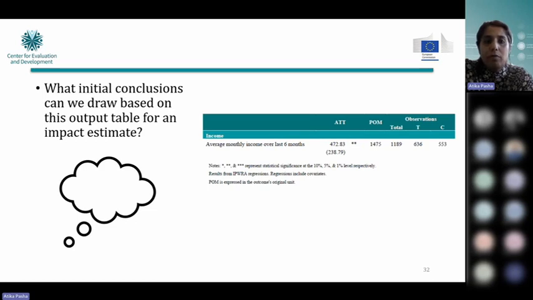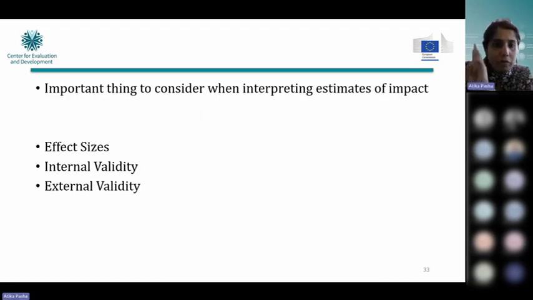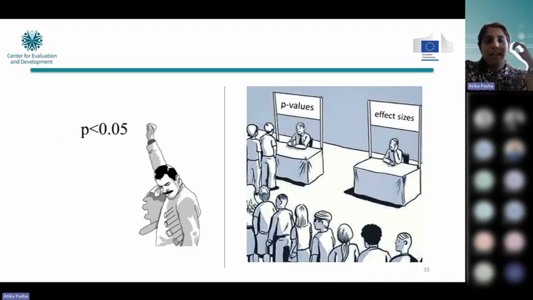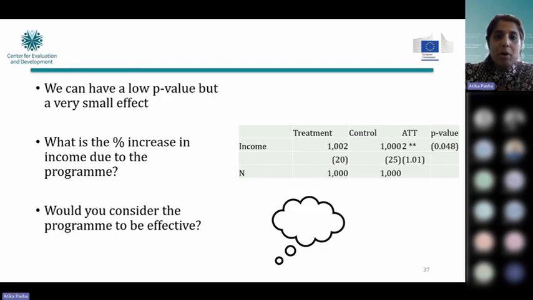Right, so based on this, hopefully you are able to draw initial conclusions on what has happened as a result of the program. A few very quick things to consider when interpreting your impacts. First is the effect sizes. So let's say you get a p-value that is under 0.05. Again, remembering your significance level, you say, yes, I have a result. I'm confident that there is a difference in my treatment group, at the 95% confidence level. But it's important to consider what this effect is, or what the p-value is representing, right?